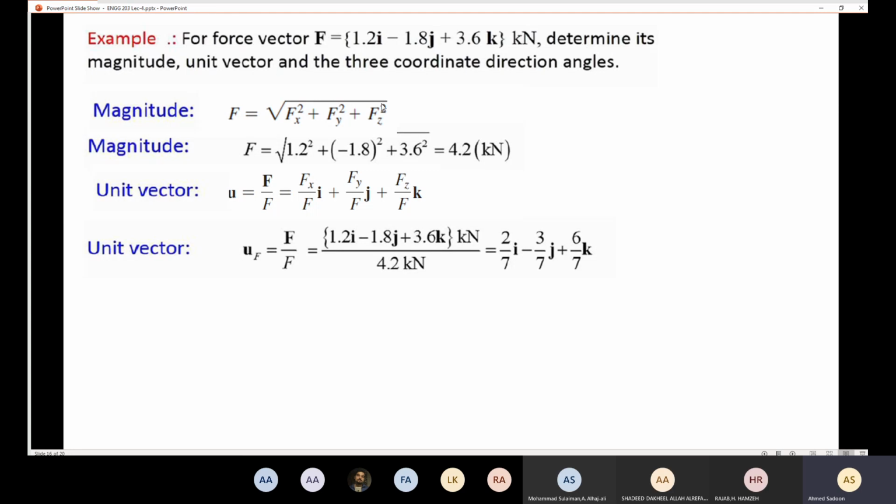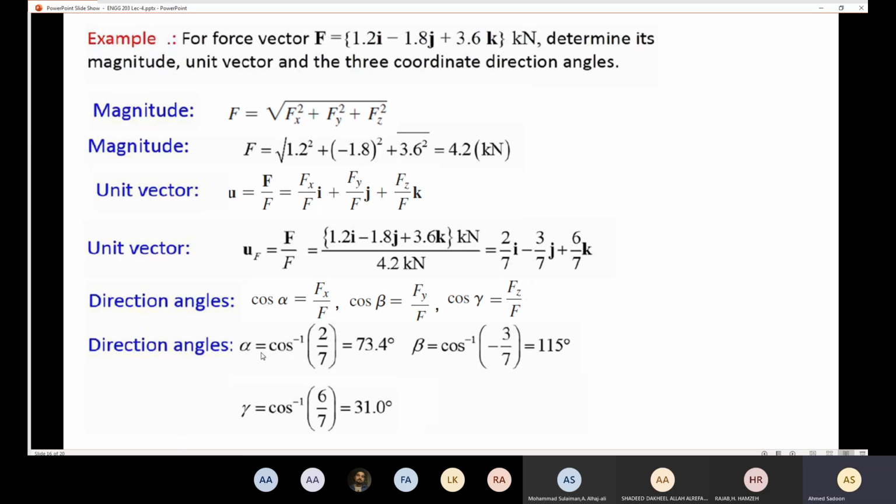And the last requirement is that they want us to get the angles. We say that cosine alpha equals fx over f, cosine beta equals fy over f, and a common mistake is that people do not include the minus. You have to put the minus. And cosine gamma equals fz over f. So alpha is going to be cosine inverse of 2 over 7, and the angle came out to be 73.4 degrees.